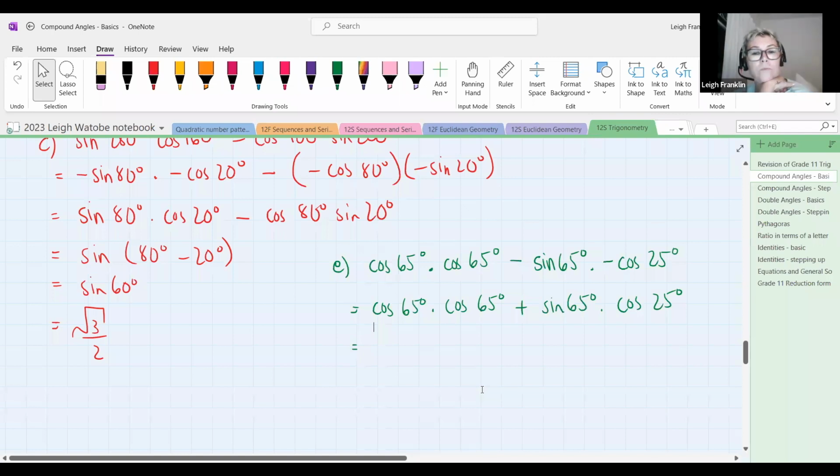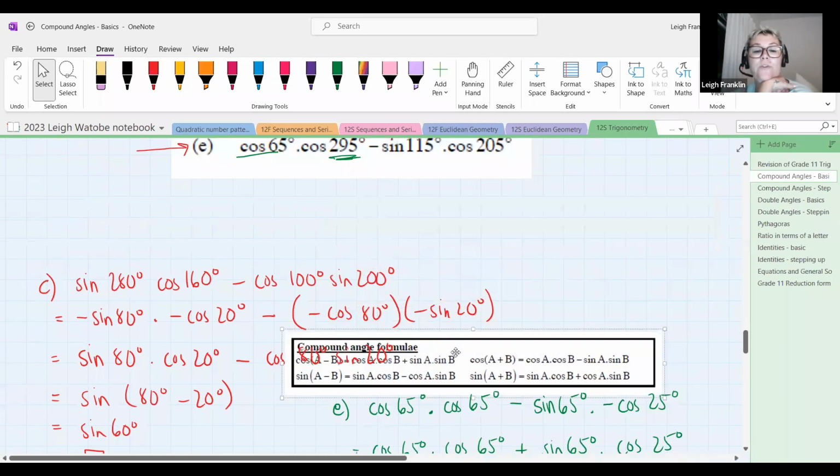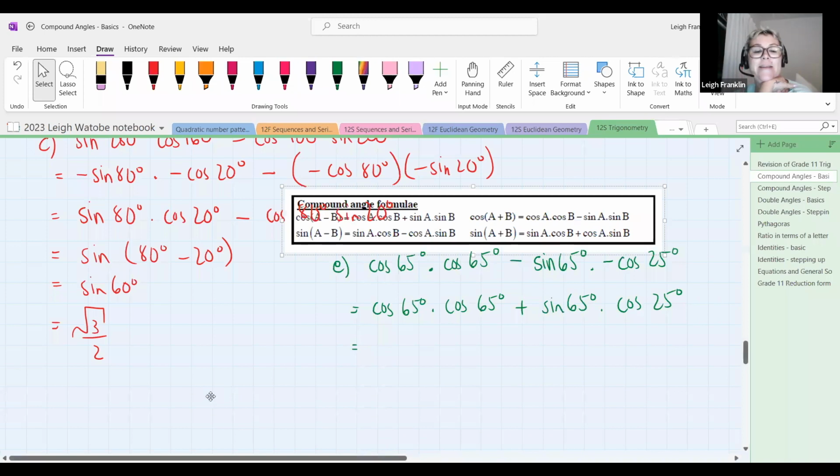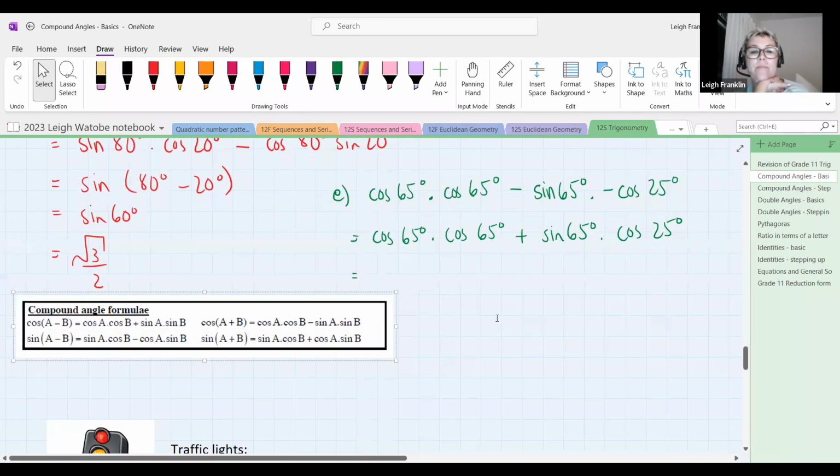Since that's cos 65 multiplied by cos 65, we already know from those equations we have. What do we call them? Yes, compound angle formulae. We have cos A multiplied by cos B. It's similar to that. So we're going to reduce it. Okay, it's already reduced.